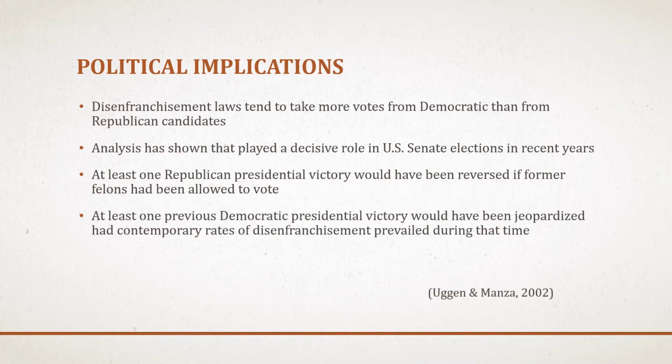There are some obvious political implications, especially when looking over what has happened over the past couple of election cycles. First, disenfranchisement laws tend to make more votes for Democratic than Republican candidates. Analysis has shown that this played a decisive role in U.S. Senate elections in recent years. Of interest is that at least one Republican presidential victory would have been reversed if former felons had been allowed to vote. Further, at least one previous Democratic presidential victory would have been jeopardized had contemporary rates of disenfranchisement prevailed during that time.